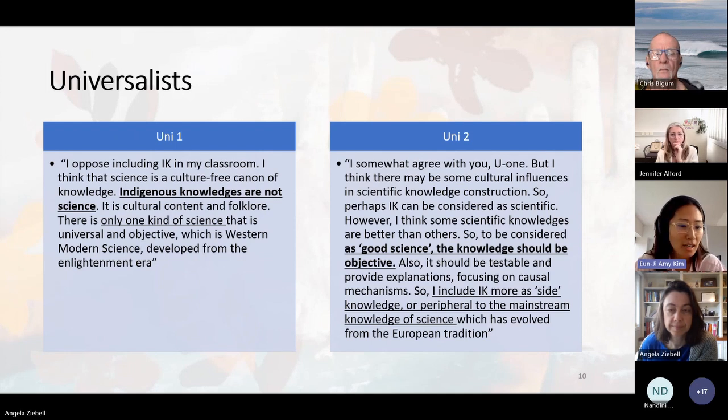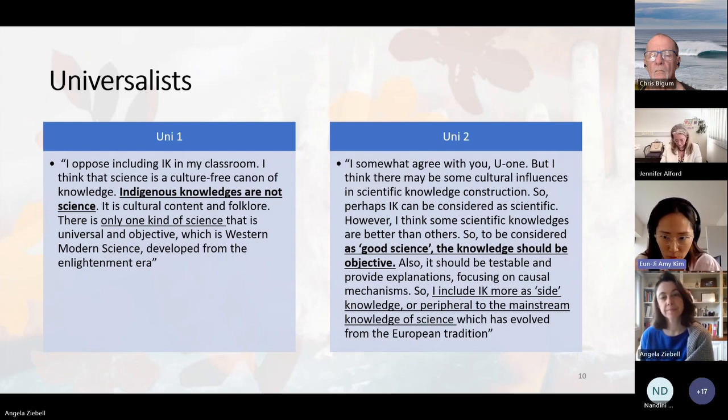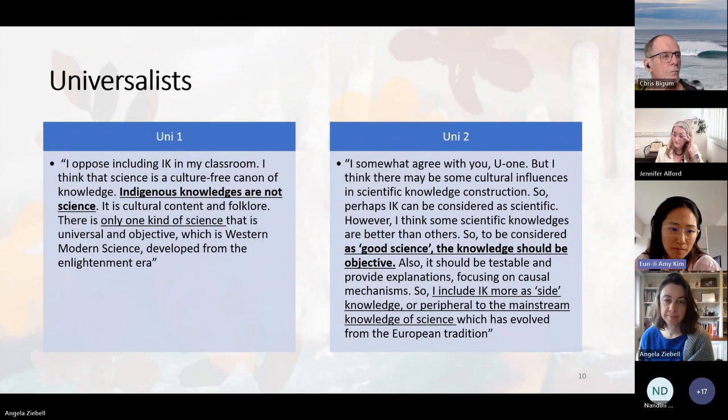So universalist, the first position, they do not recognize Indigenous knowledge as science. The only kind of science they recognize is the Western modern science that's developed from the Enlightenment era. However, the other position within universalists, they do see that, hey, Indigenous knowledge can be considered as scientific, but they do have their own criteria as to what's considered good science. And often those good science criteria are objective, that is still following the Western modern tradition. So Indigenous knowledge is considered as inferior in comparison to Western modern science.